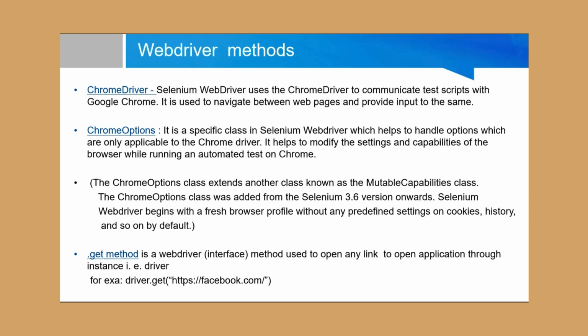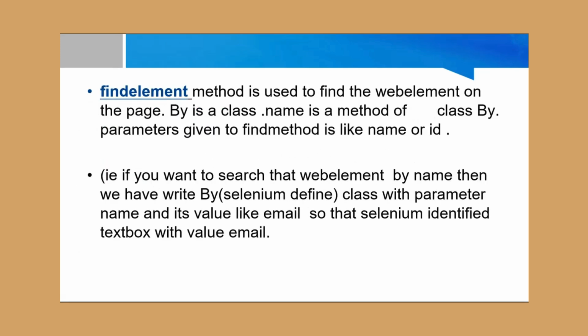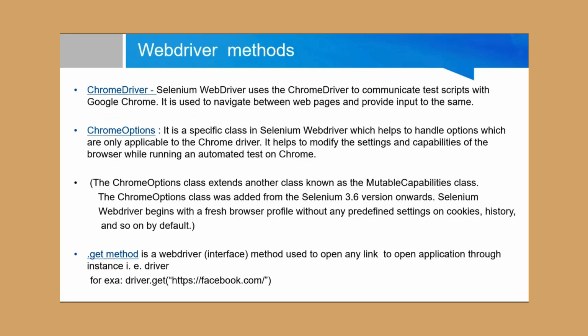Now what are web elements? I have once explained. When you open any website, the elements on that web page, like text boxes, links, drop downs, check boxes, all of that are web elements. So we first need to know about web elements. Some methods and concepts have to be clear before going to write code.